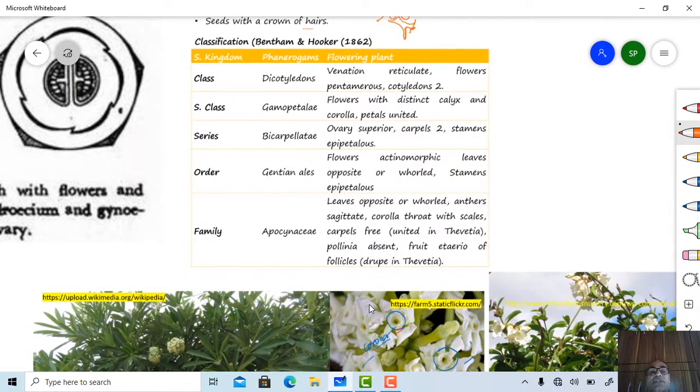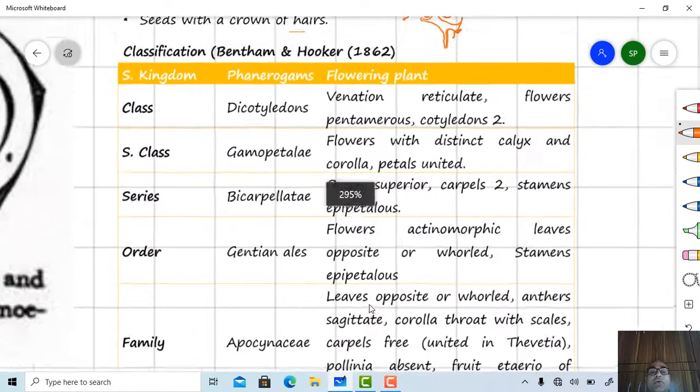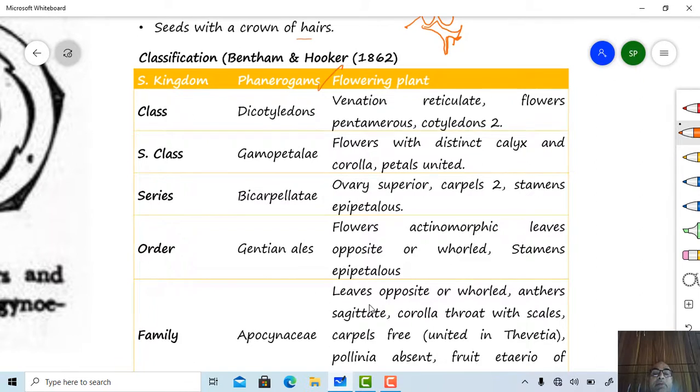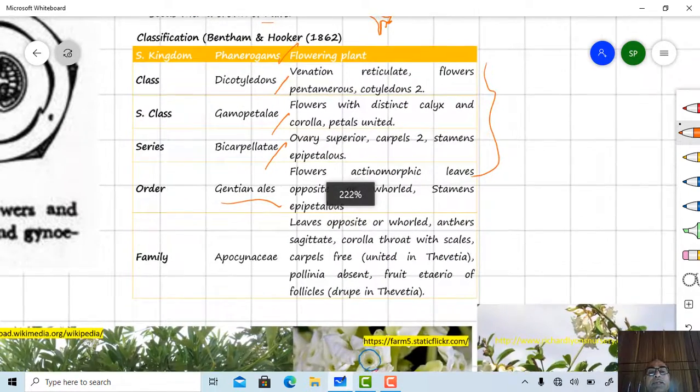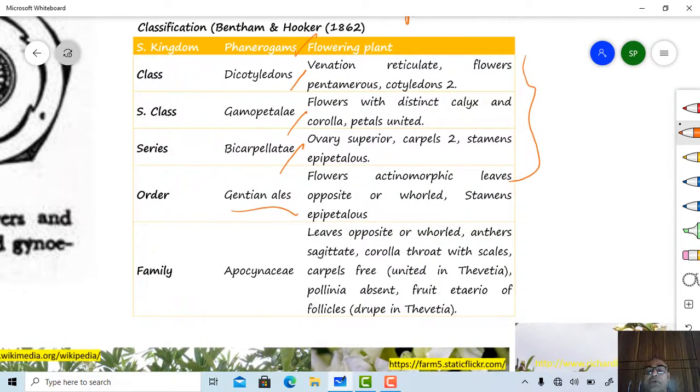Just see about the classification system proposed by Bentham and Hooker. So Phanerogam, Dicotyledon, Gamopetalae, Bicarpellatae. Just say about the order Gentianales. These characters are already seen in different families. Gentianales, bicarpellatae, that means 2 carpels are present, ovary superior, stamens epipetalous. In order Gentianales, flowers are actinomorphic, that means regular flowers, leaves opposite or whorled, and stamens epipetalous.